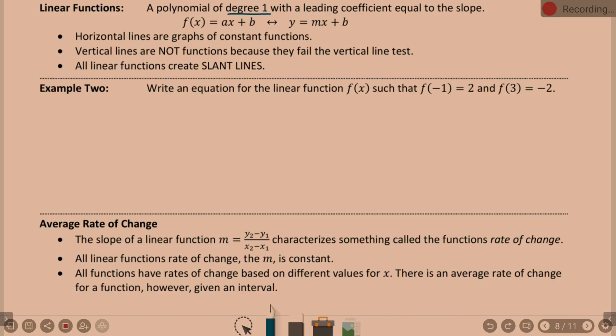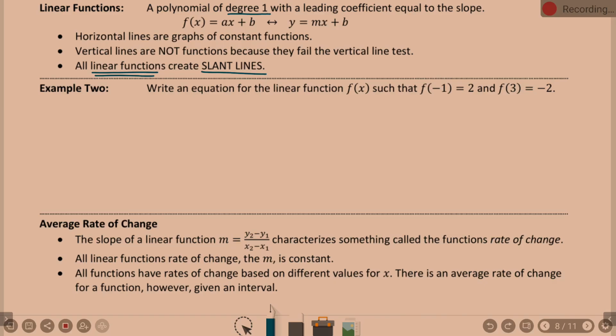All linear functions create slant lines, as in angled lines. So not the horizontal lines, not the vertical lines. I know we still use the word lines for those. But all linear functions are going to create a slant line, an angled line. Okay?